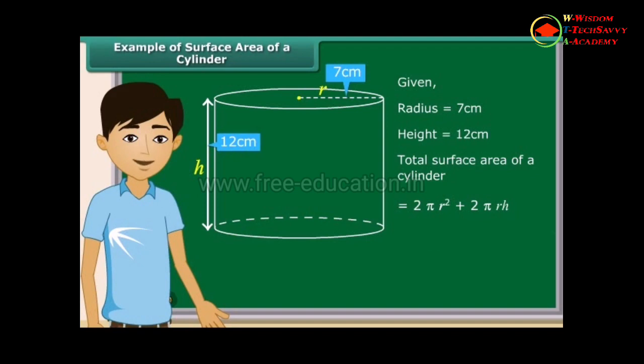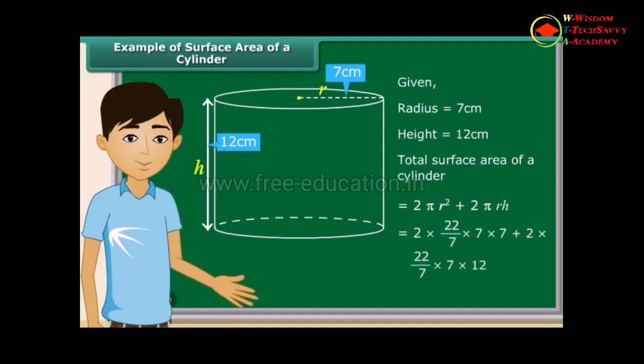Now substitute the values in this formula. So, 2 into 22 by 7 into 7 into 7 plus 2 into 22 by 7 into 7 into 12. This gives surface area of this cylinder, which is equal to 836 centimeters square.